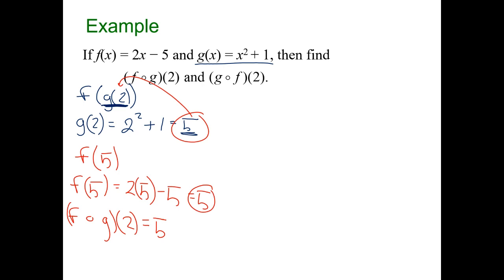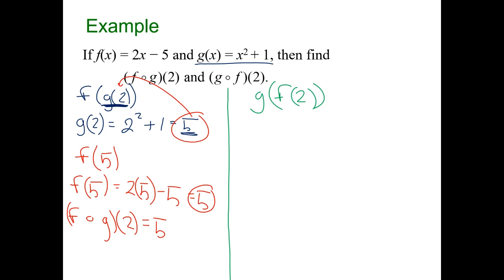Now the order matters. It's not commutative, because if I switch it to be g of f of 2, even though I'm using the same x value, it's not always going to be the same solution. Most of the time it's not going to be the same solution, because we're evaluating it in a different order. So we're still going to write it as this new notation, g of f of 2, but now I need to evaluate f of 2 first instead of g of 2.